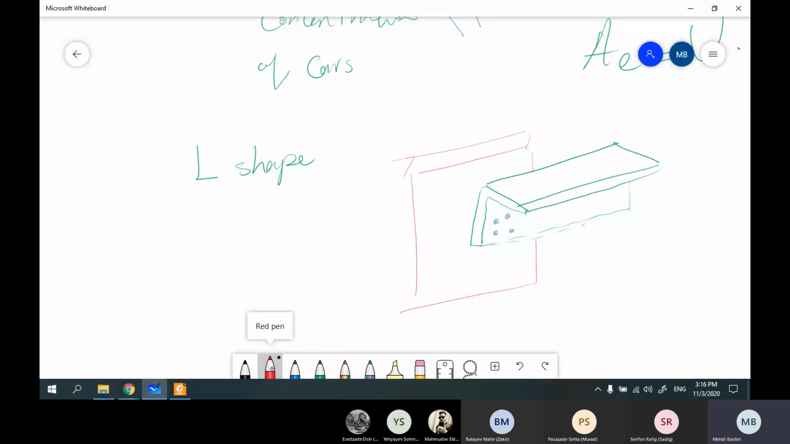We have a plate here. What is going on in this connection? We have force flow all over this member. But when all this flow wants to pass through this connection and go to the other plate, what's gonna happen?